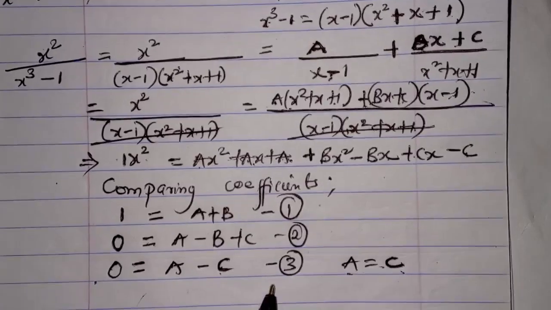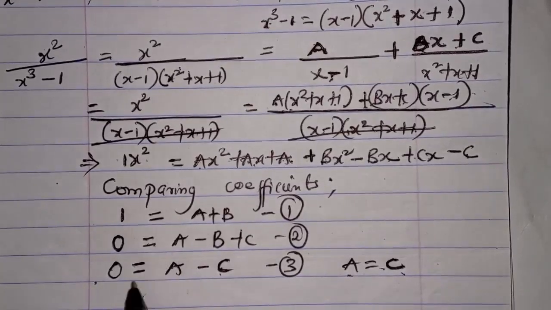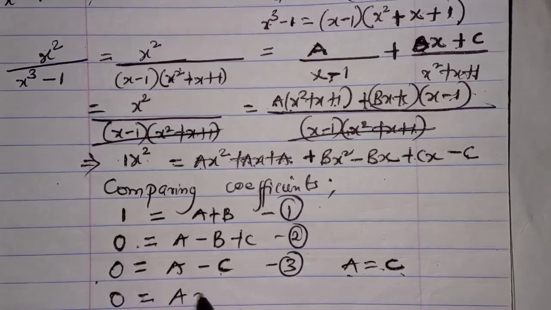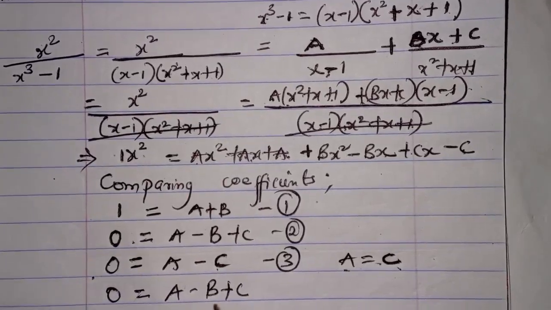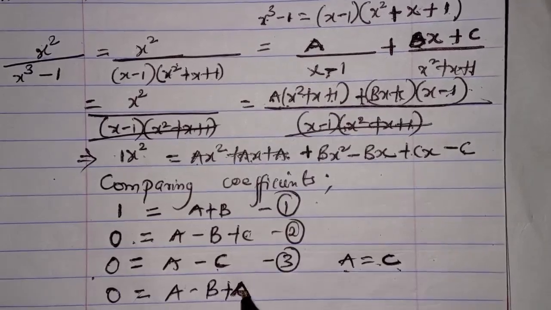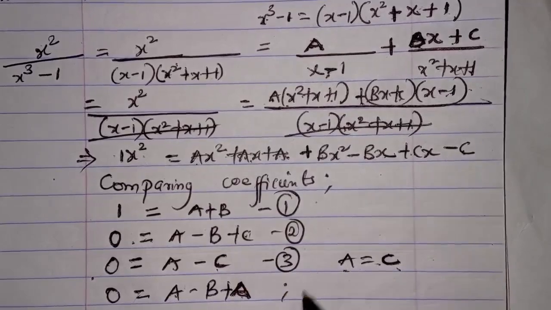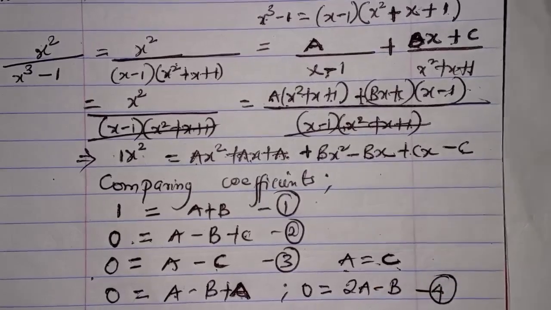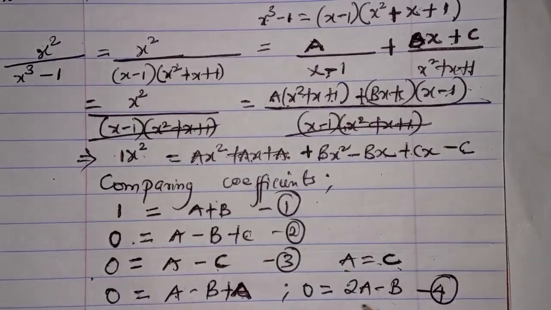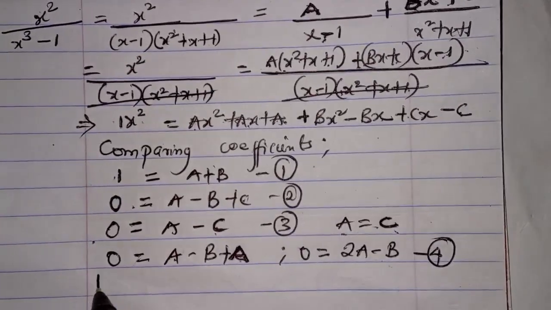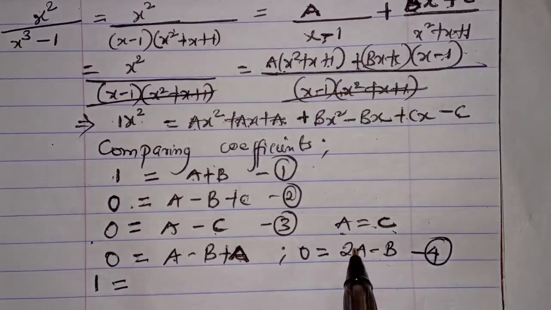Since a is equal to c, then equation 2 will now be 0 equal to a minus b plus a. Yes, because a is c. So a plus a is 2a. That will be 0 equal to 2a minus b. This is our new equation. So from equation 1 and 4, I can determine a. If I add both equations, 1 plus 0 is equal to 1. A plus 2a is equal to 3a.